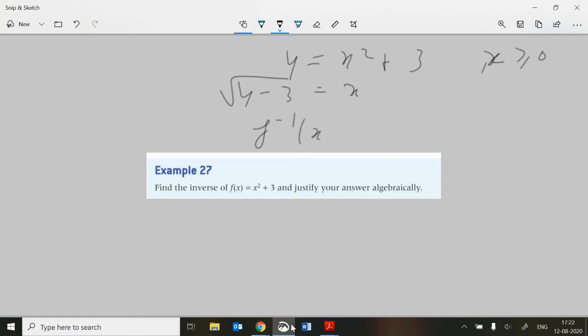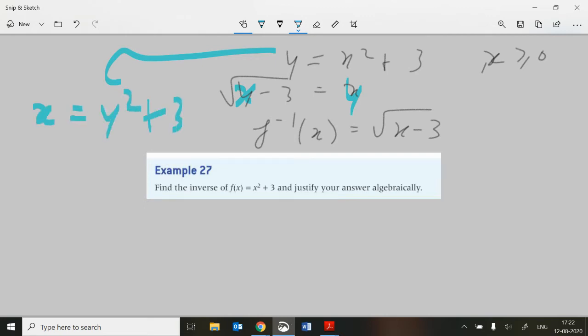So we've got f to the minus 1 of x is going to equal x minus 3. I forgot something, didn't I? I forgot the fact that I didn't change my x's and y's around. This should have been y and this should have been x. So I really should have said x equals y squared plus 3 and then rearrange that one. So I should have ended up with x minus 3, and the square root of this thing here gives us y plus or minus, but in this case we're taking plus.